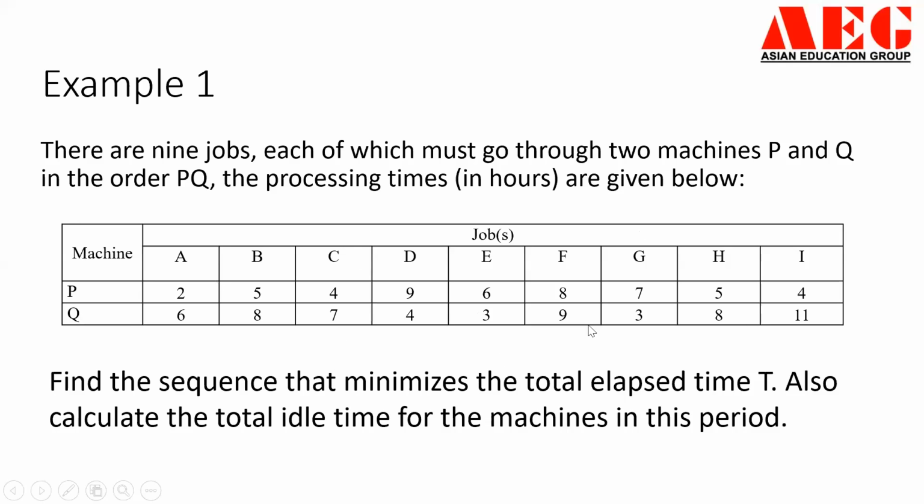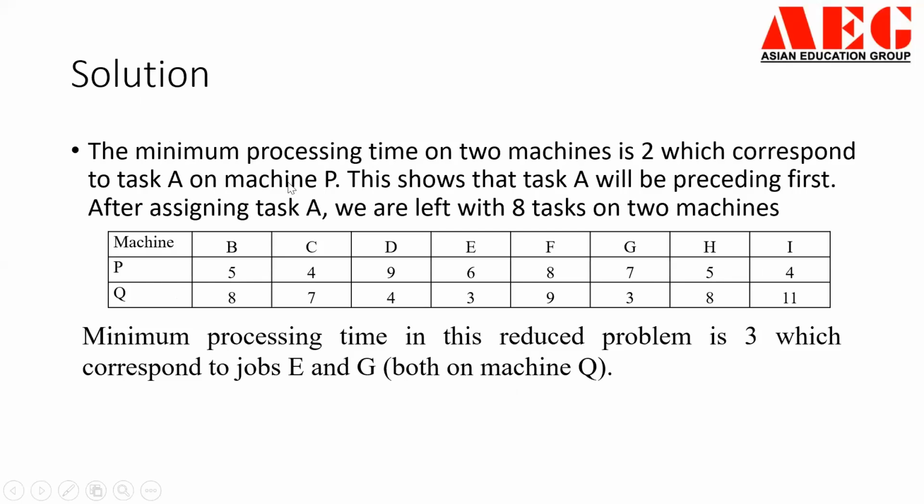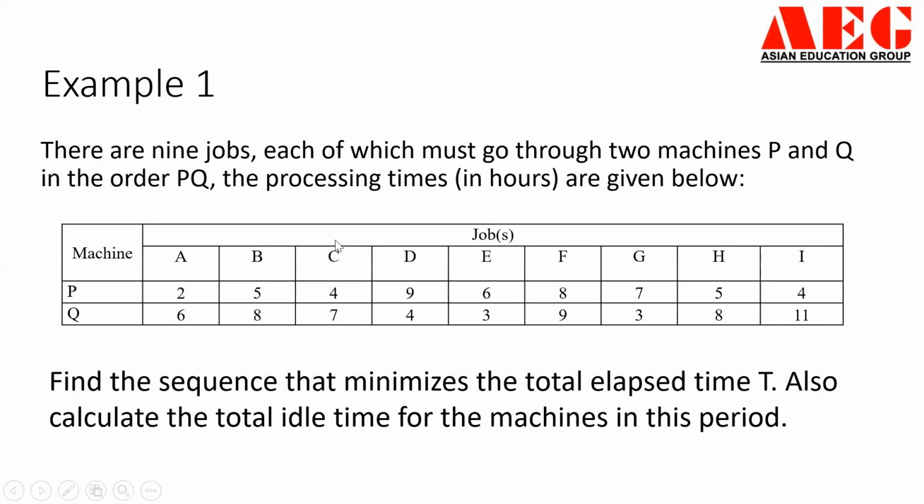So what you have to do first of all, the minimum processing time on two machines is 2, which corresponds to task A on machine P. This shows task A will be processed first. After assigning task A, we are left with the 8 tasks. So you have to make a queue. First of all, you have to see what is the minimum value in both machines. This is 2. So you remove this A, because this will be scheduled on the P machine.